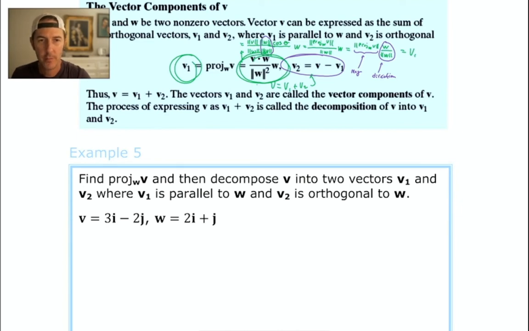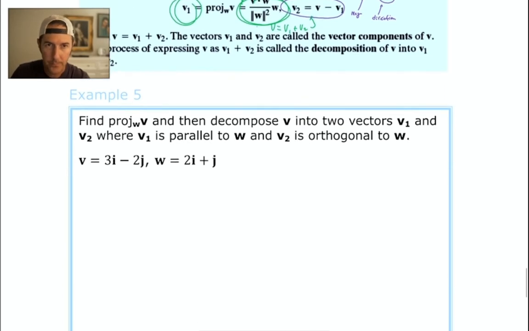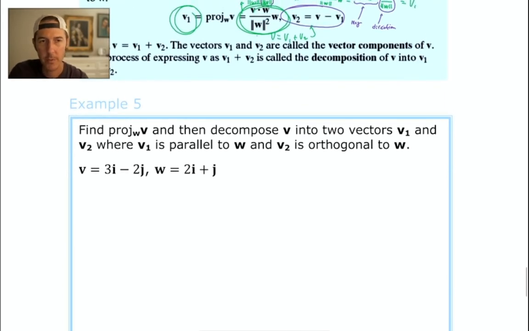Find the projection of v onto w and then decompose v into 2 vectors, v1 and v2, where v1 is parallel to w and v2 is orthogonal to w. Okay, so that's exactly what we've been talking about. Let's use v and w in order to find v1. Put that formula right at the top of the screen.